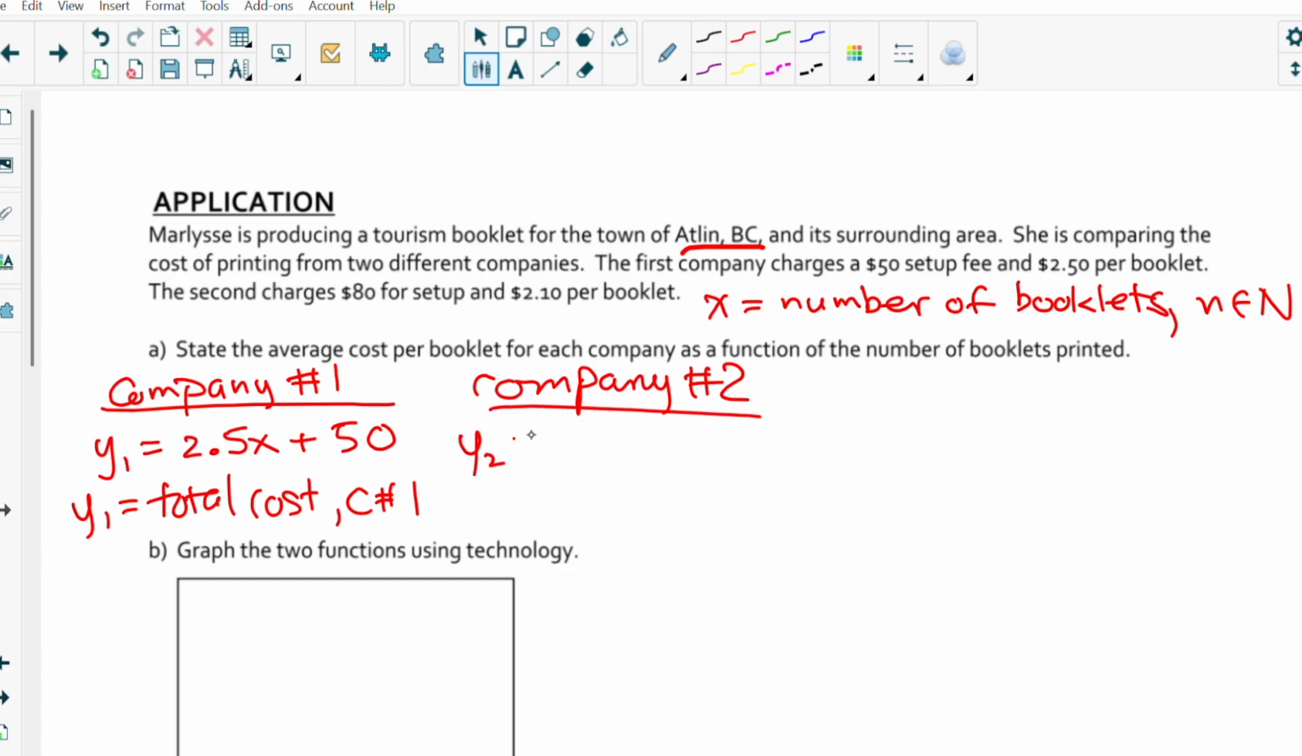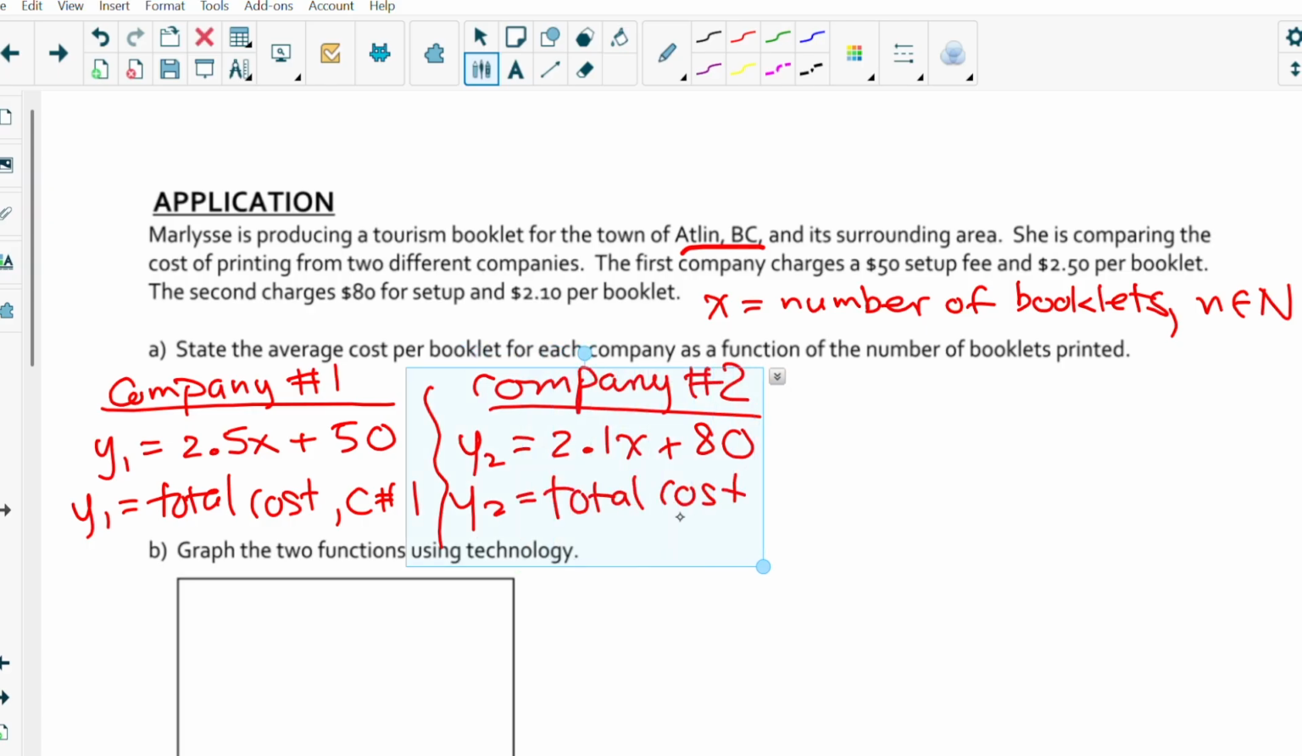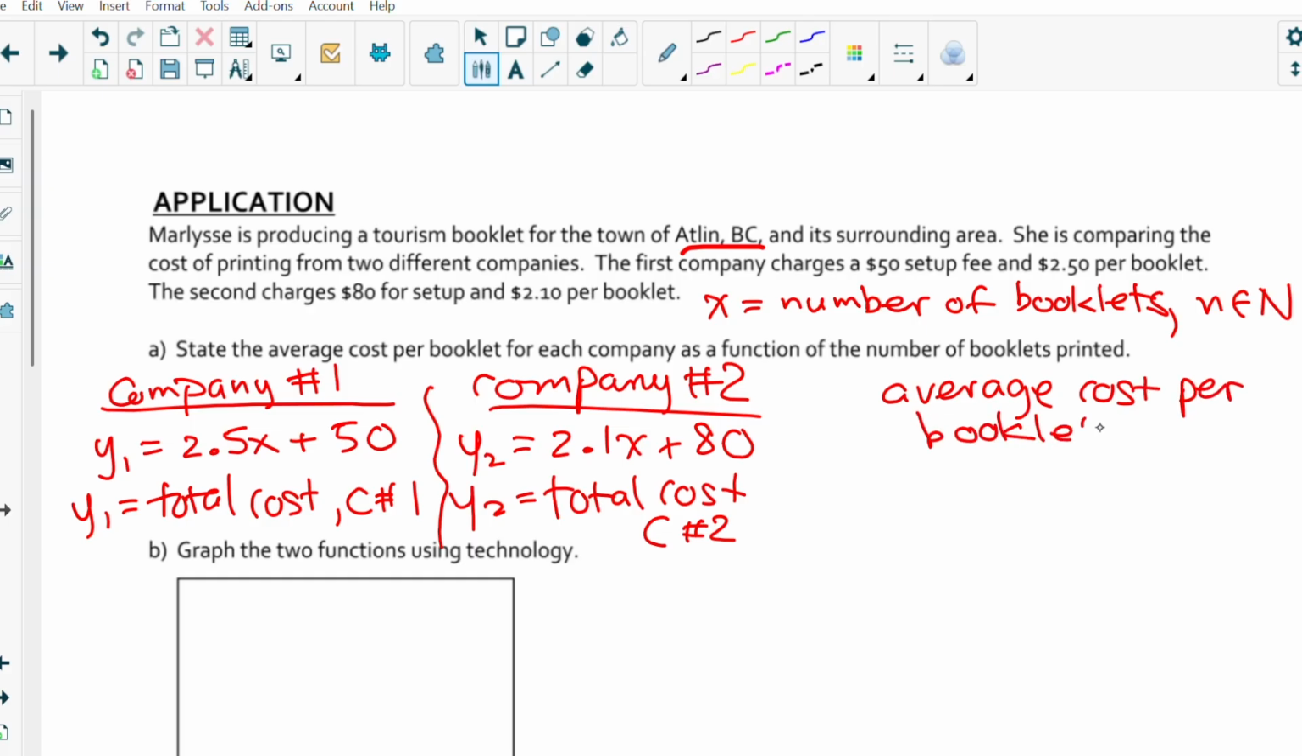That's y2 equals $2.10 per booklet, so 2.1 times x, which is the number of booklets produced, plus an $80 setup fee. So y2 equals total cost for company number 2. Average cost per booklet is just total cost divided by number of booklets.